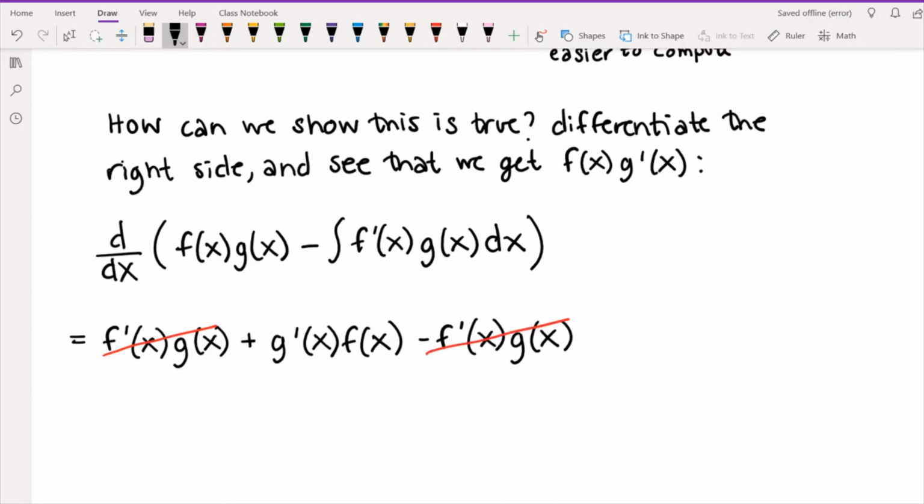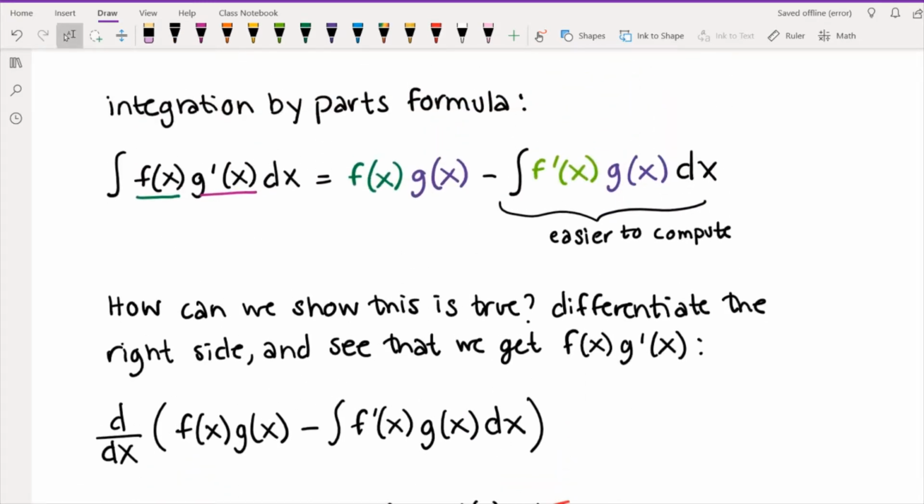And so we're left with g prime of x times f of x, and that's exactly what we were trying to take the antiderivative of to begin with, right? So we basically showed that this worked. We took the derivative of our answer and we saw that we got the same thing that was originally inside the integral, and so we're good.